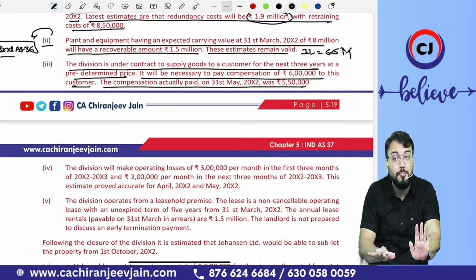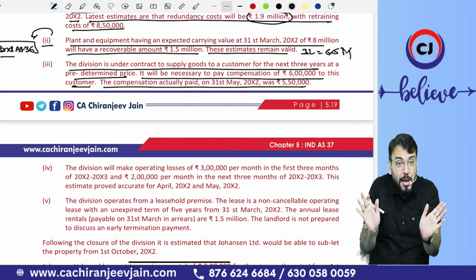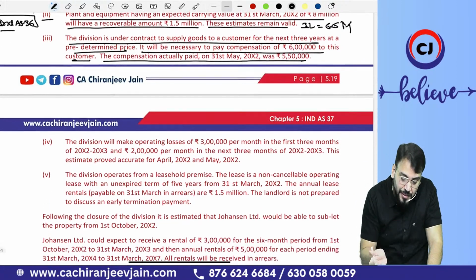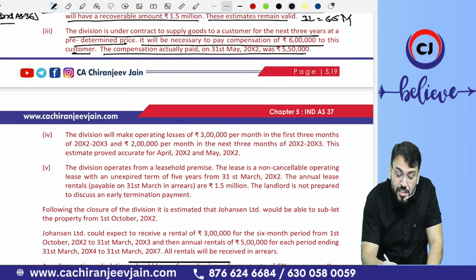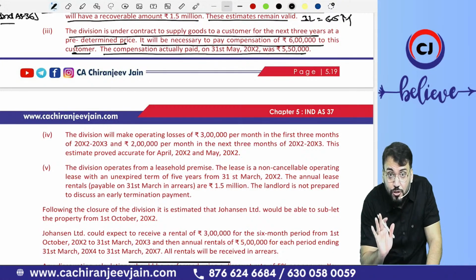We need to wait for the completion of the question. We don't know the approval date. But can you say for this compensation also we should create provision because it becomes an onerous contract? But will it be 6 lakh or 5 lakh 50,000? We need to wait.